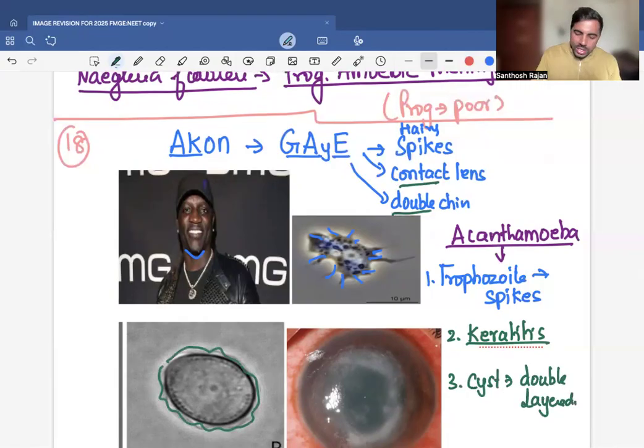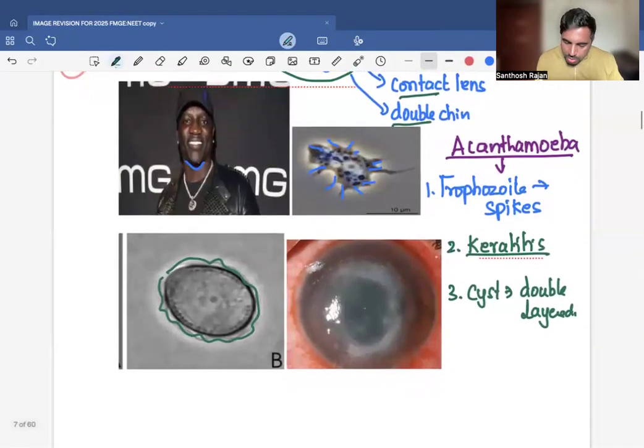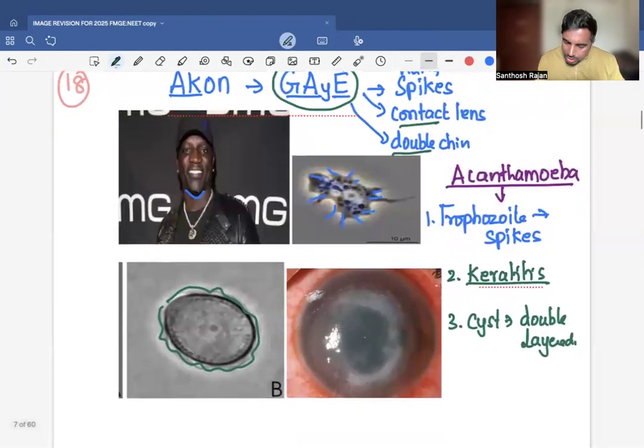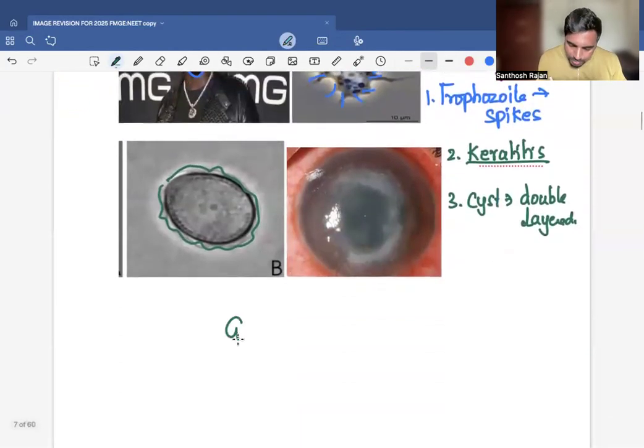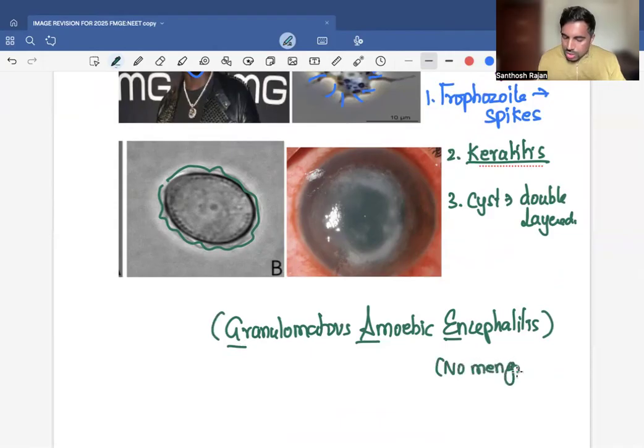Now, why did I use the word GAE? Because the disease here, very, very important, you call it granulomatous amoebic encephalitis, GAE. So here there is no meningitis. That's what I'm stressing. You don't see meningitis, and you'll get confused in the exam. So go with this clue which I gave you. It might help you a lot. These are the points you should know.